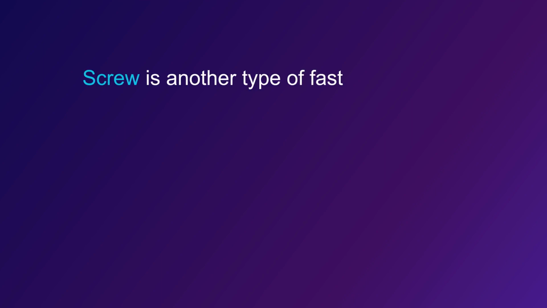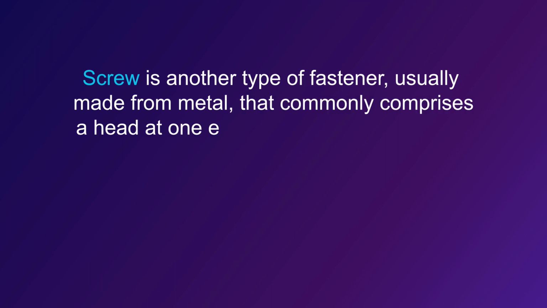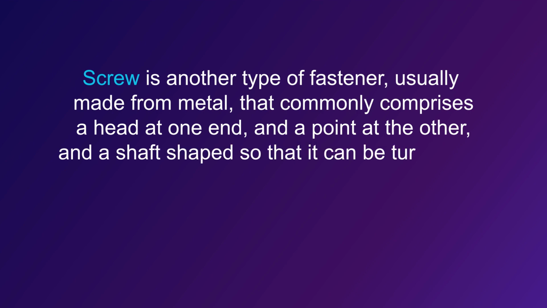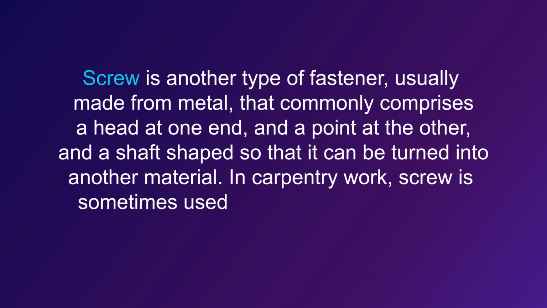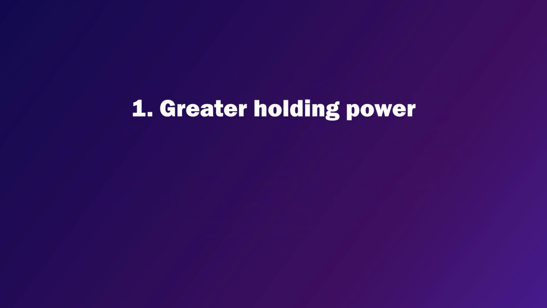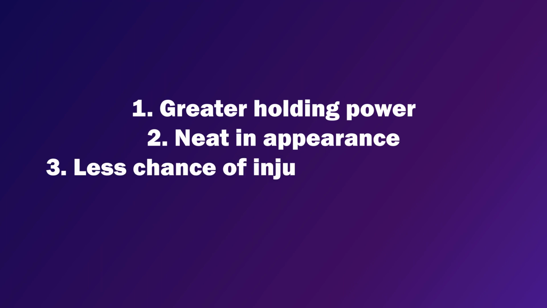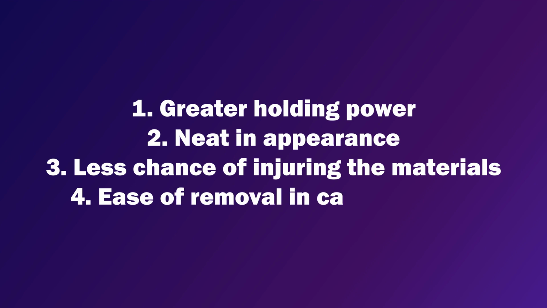Next is screw. Screw is another type of fastener, usually made from metal, that commonly comprises a head at one end and a point at the other, and a shaft shaped so that it can be turned into another material. In carpentry work, screw is sometimes used instead of nails due to the following advantages. 1. It is greater for holding power. 2. It is also neat in appearance. 3. There are less chances of injuring the material. And 4. It can be easily removed in case of repair.